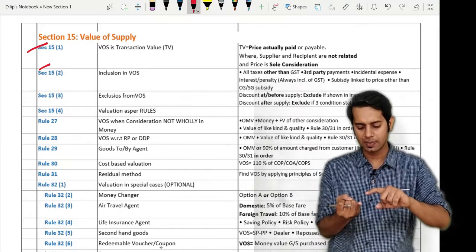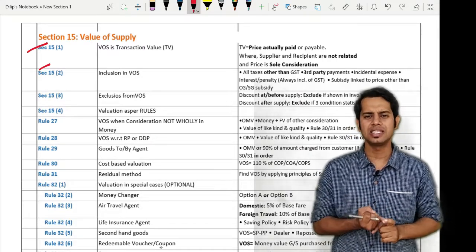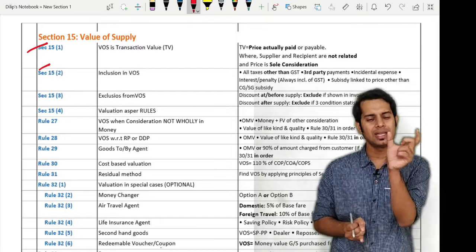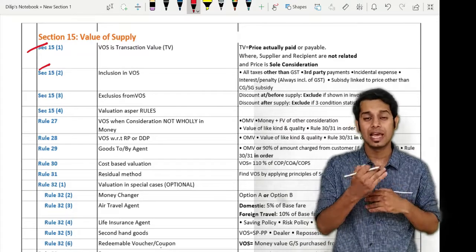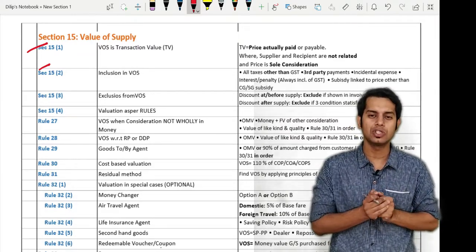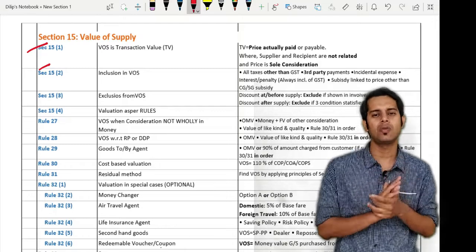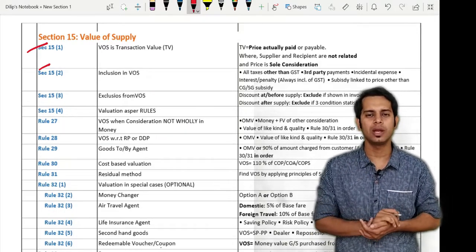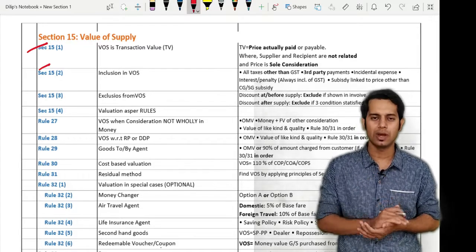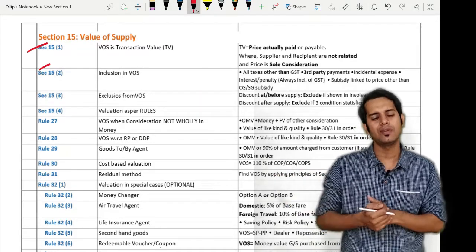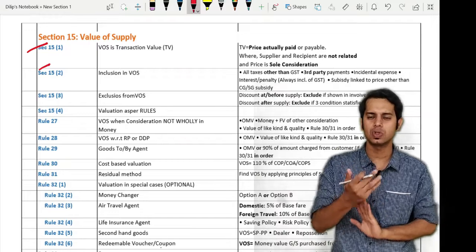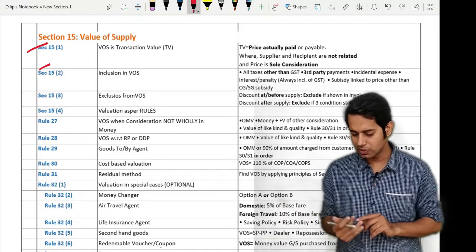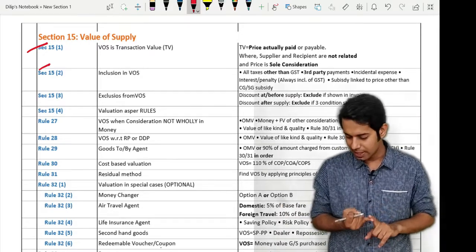First, all taxes other than GST are required to be included. There is an amendment, a clarification which is given, which told that TCS is not required to be included in value of supply. TCS, though it is a tax, is not required to be included. It is not required to be deducted while computing value of supply. So inclusions in value of supply: all taxes other than GST.